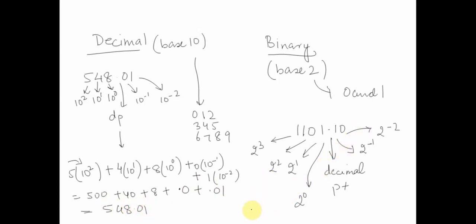The value over here would be 1 into 2 raised to power 3 plus 1 into 2 raised to power 2 plus 0 into 2 raised to power 1 plus 1 into 2 raised to power 0 plus 1 into 2 raised to power minus 1. This would be nothing but 8 plus 4 plus 0 plus 1 plus 1 by 2, which is nothing but 0.5. Correct? So basically this number is 13.5, as we could see from here.